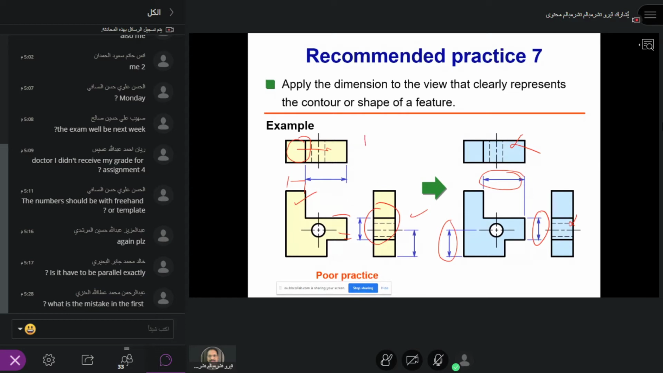So always use the feature dimension and not the hidden line, and so on.